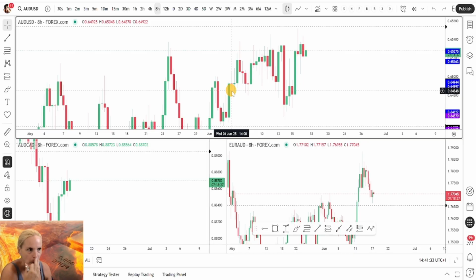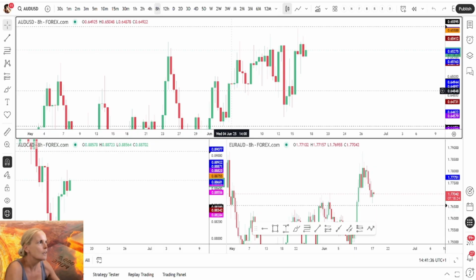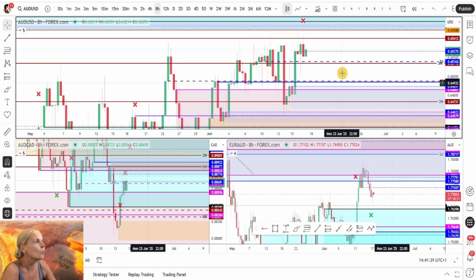weak demands and weak supplies if they're on the 8 or 12 hour, because I think they just need to be monitored a lot more.